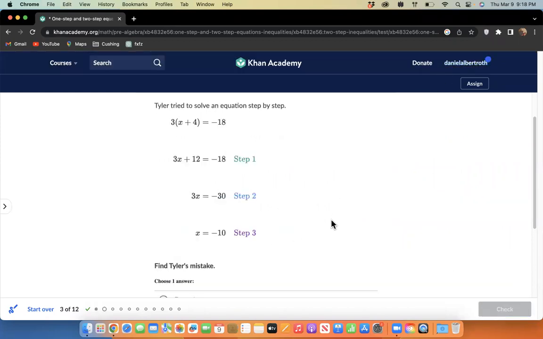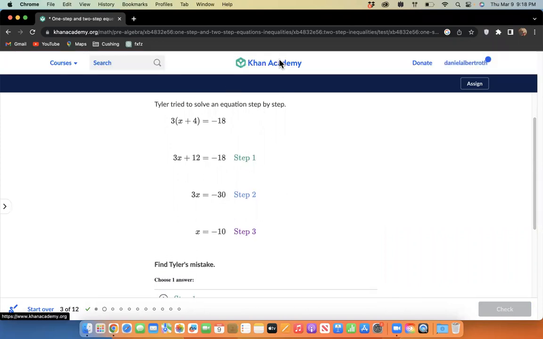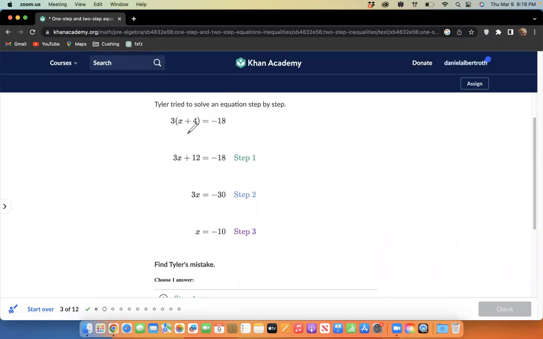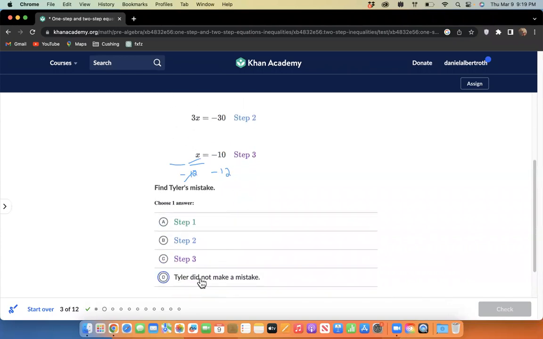All right, let's clear that. Okay. Tyler tried to solve an equation step by step. 3 times x plus 4 equals negative 18. So we could distribute, and that's what they do. So 3 times x is 3x, that's good. 3 times 4 is 12, that's good. And the negative 18 stays. So step 1 is right. You would subtract 12 from both sides. So that would give you negative 30, because negative 18 minus 12 is negative 30. So I like that. Divide both sides by 3, x is negative 10. So it looks like everything here is correct, it seems to me.